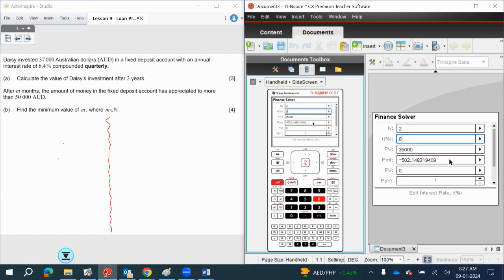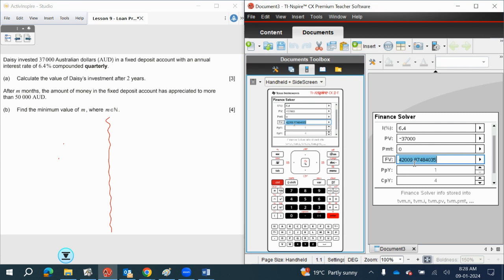Interest rate, 6.4. Present value, minus 37,000. Payment, 0. Future value is what we wish to calculate. Payments per year, we leave at 1. Because the payment is 0, we make one payment of 0 per year. It's not going to change anything. Compounding periods per year, 4. So we go back up to future value, delete that, press enter, and we should get this.